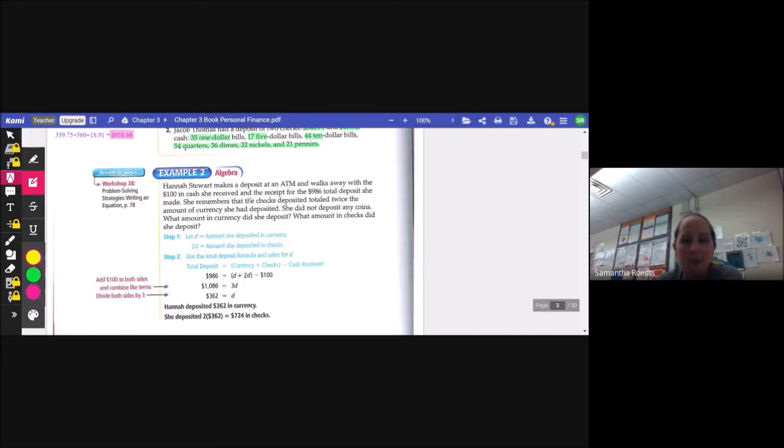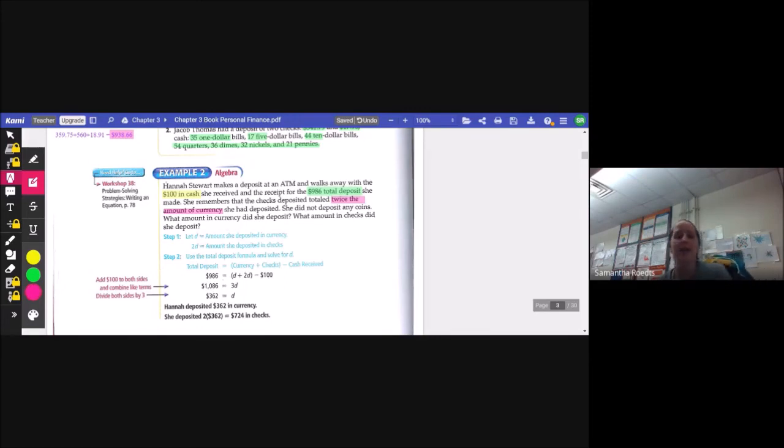So there's a couple of things that I'm going to look for. So Hannah, she walked away with $100 in cash. So she took out $100, okay, and she deposited $986. Okay, so that was her total deposit. So she remembers that the checks deposited totaled twice the amount of currency. So 2 times the currency was the amount of checks she deposited.